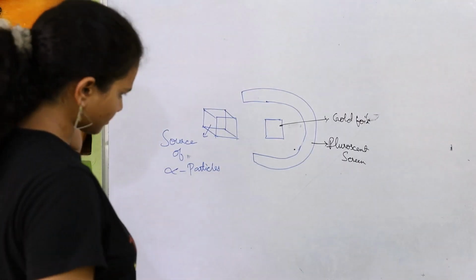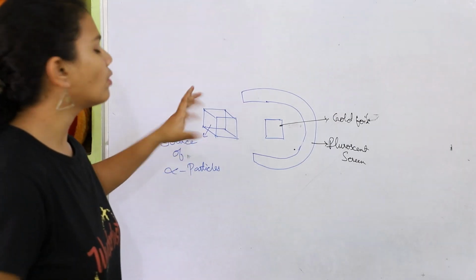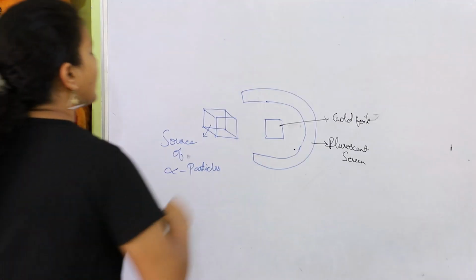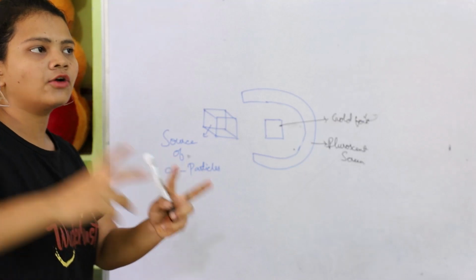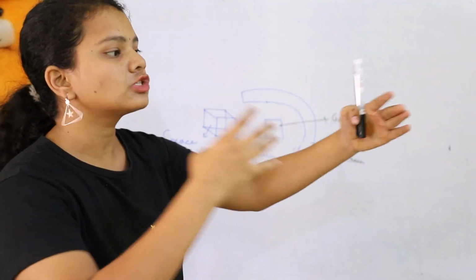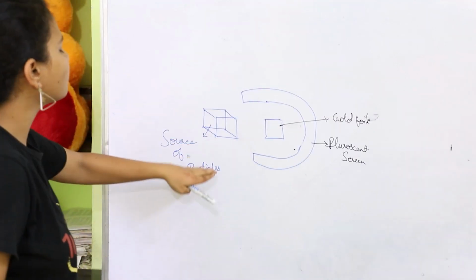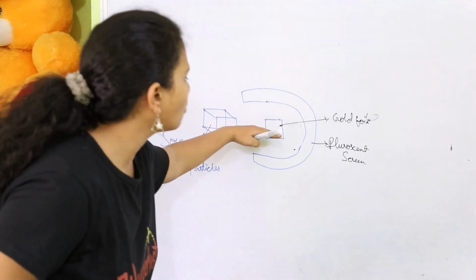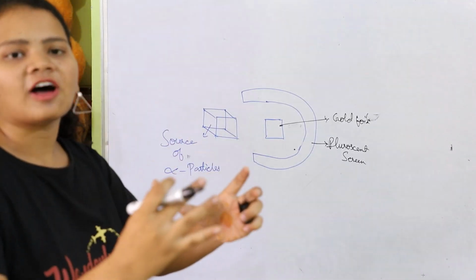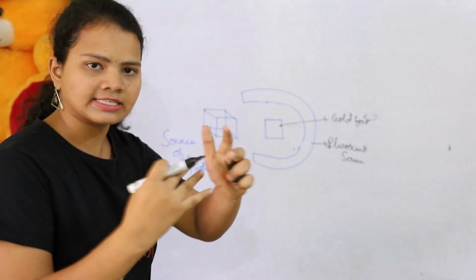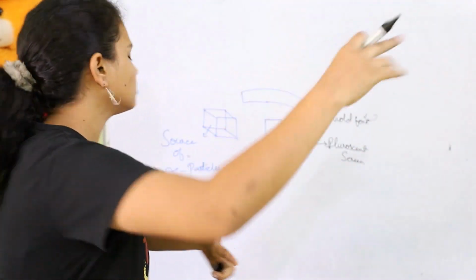Now here comes the important part. Whatever Rutherford said, what he did is he allowed the beam of alpha particles to pass through this gold foil. Beam of alpha particles means a bunch of alpha particles, the rays. So what happens?